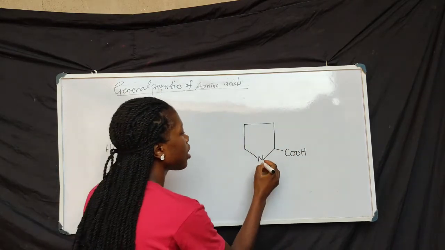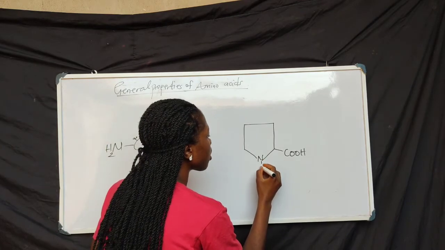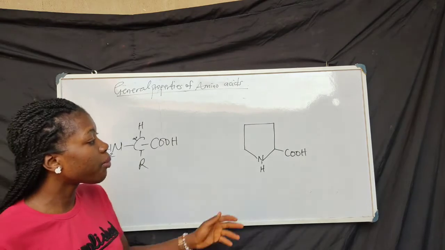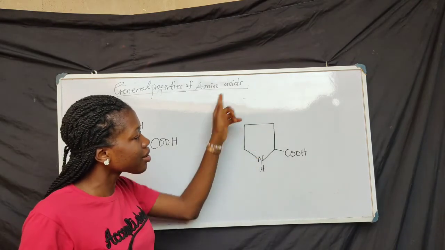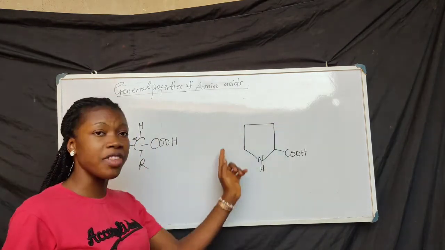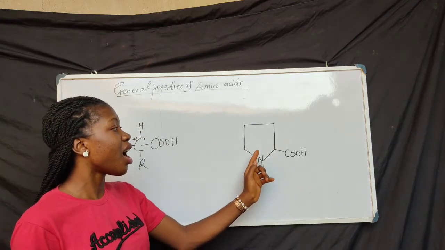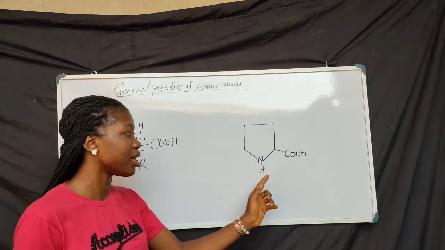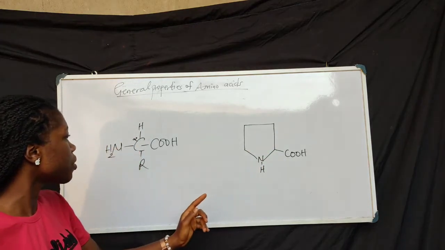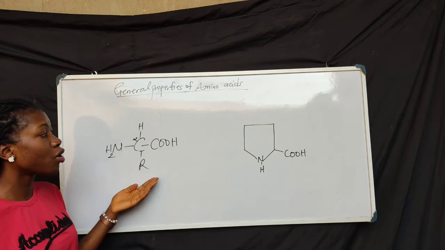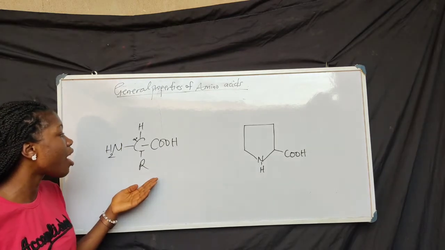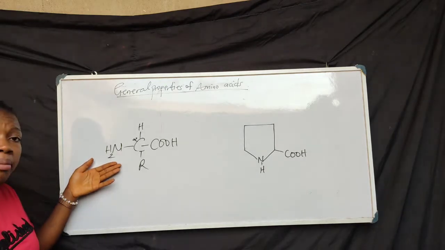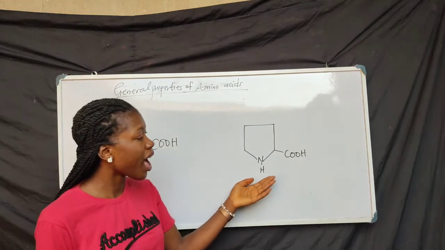Proline is an exception because proline has the amine group attached to the side chain of the amino acid. In fact, it is more properly called an imino acid, not even an amino acid. Now, take note of something else. In normal or other amino acids, we have a primary amine. This is an amine group, a primary amine. But in proline, we have a secondary amine.